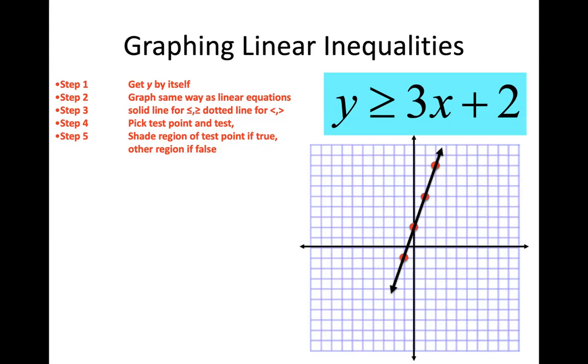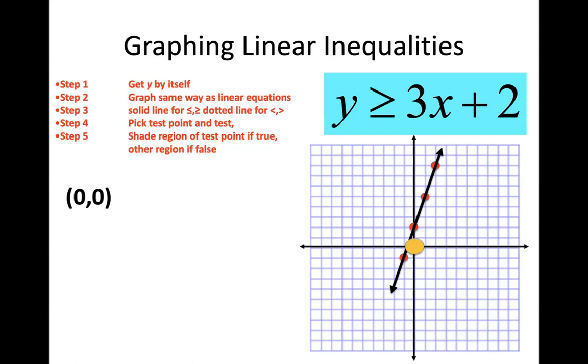Now we pick a test point. We like picking 0, 0. You can always pick 0, 0 as long as that black line that you just drew doesn't go through 0, 0. If it goes through 0, 0, you've got to pick a different point. You can pick any point as long as the line doesn't go through it. We like 0, 0 because it makes the math easy. That's 0 for y and 0 for x.